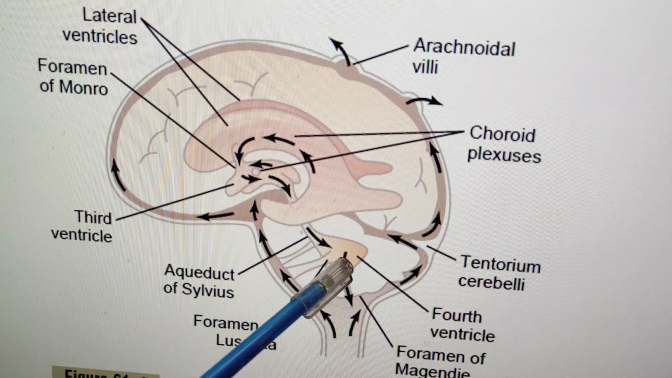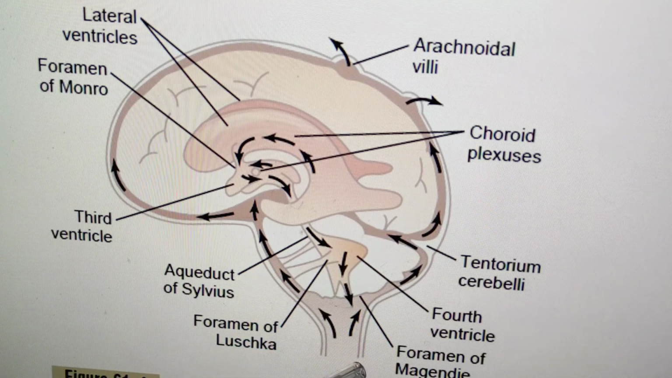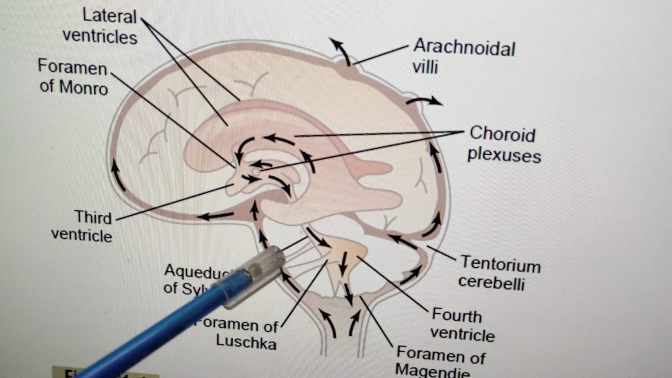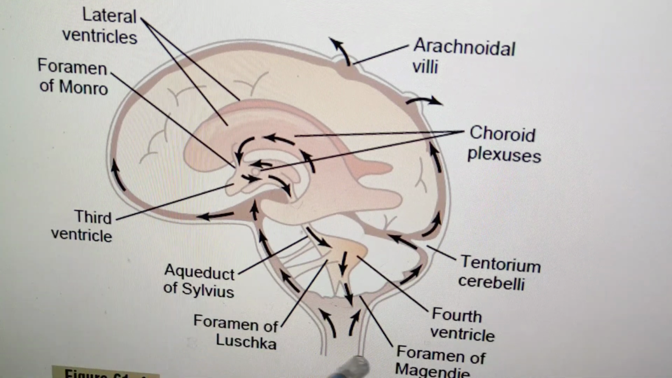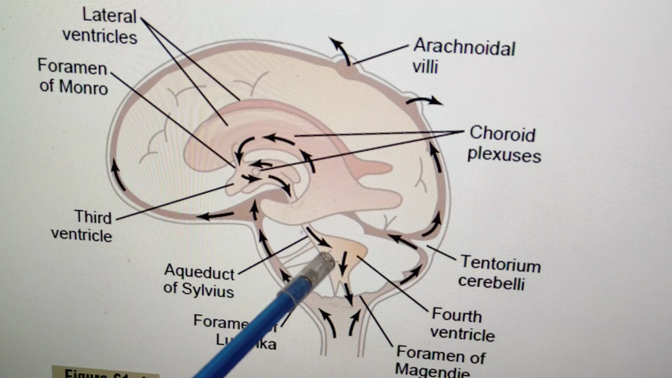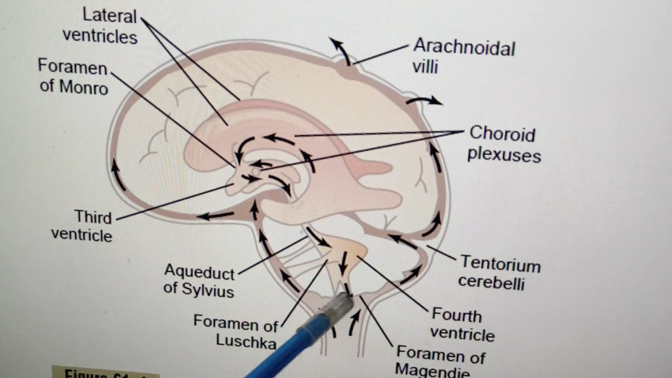And from the fourth ventricle it goes to the central canal of the spinal cord and to the subarachnoid space via the foramen of Luschka and foramen of Magendie. This is the foramen of Luschka and this is the foramen of Magendie. So this is the pathway of cerebrospinal fluid.